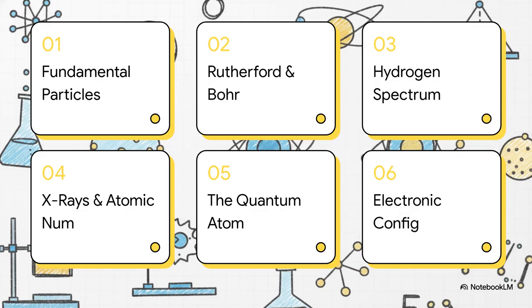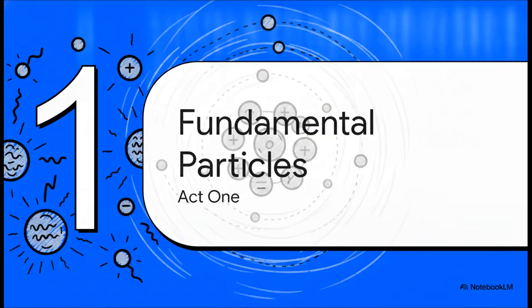Here's our high-yield roadmap for today. We're going to cover 1. The fundamental particles, 2. The Rutherford and Bohr models, 3. The hydrogen spectrum, 4. X-rays and atomic number, 5. The quantum atom, and finally, 6. Electronic configuration. Don't worry, we'll cover every crucial syllabus point step by step. All right, let's get right to it.